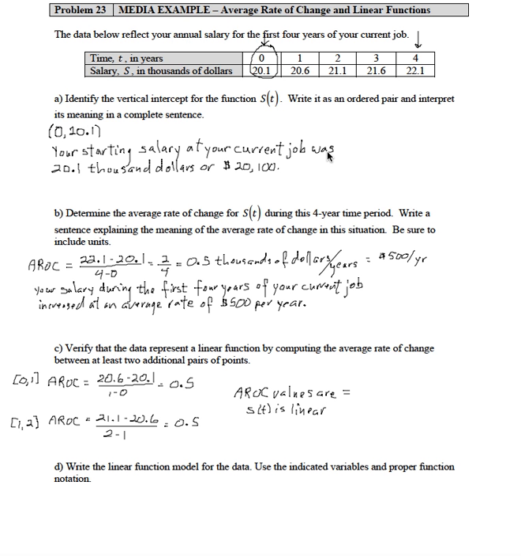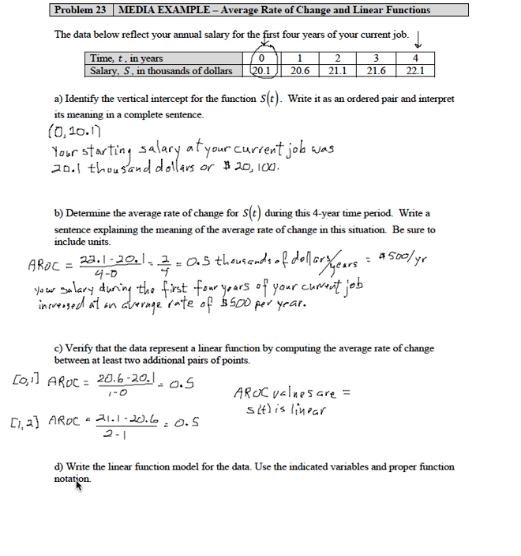And you can see that if you look at the interval from 2 to 3, the outputs are different by 0.5. Same thing on the interval from 3 to 4. So the AROC values, average rate of change values, are equal. Therefore, S of t is linear.